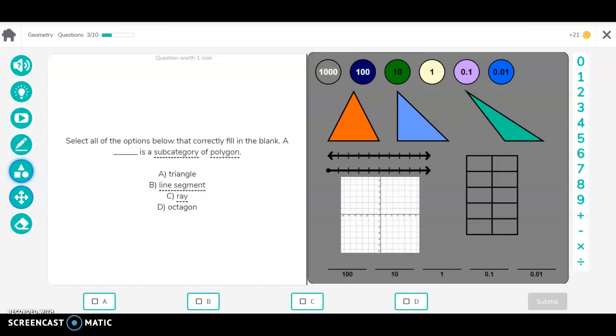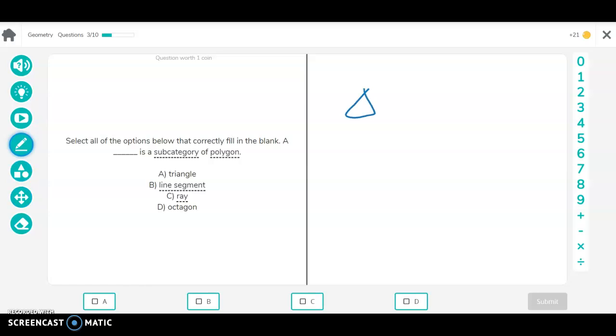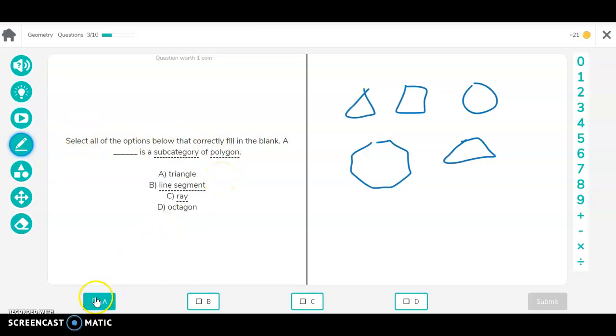So triangles, let's see, a triangle, rectangle, a circle, an octagon, a trapezoid, any of those. So what to figure out? We just talked about triangle. Okay, so we know that's one.